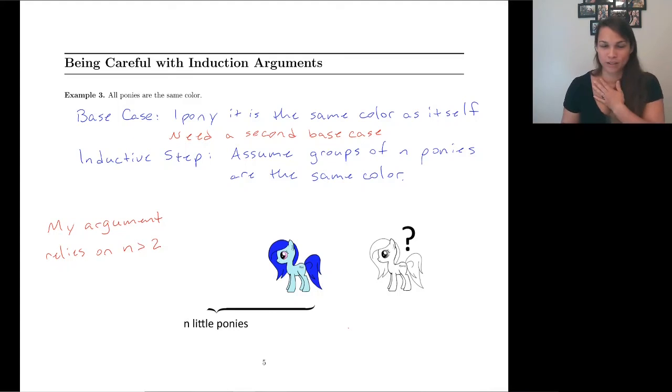Okay. Hopefully I've made my point. As you're doing your induction proofs, make sure you're going back and double checking. Did I need to make more assumptions? Did I need to do more base cases? Do I have all the information? Am I inventing information that I'm not allowed to invent yet? Am I being careful?